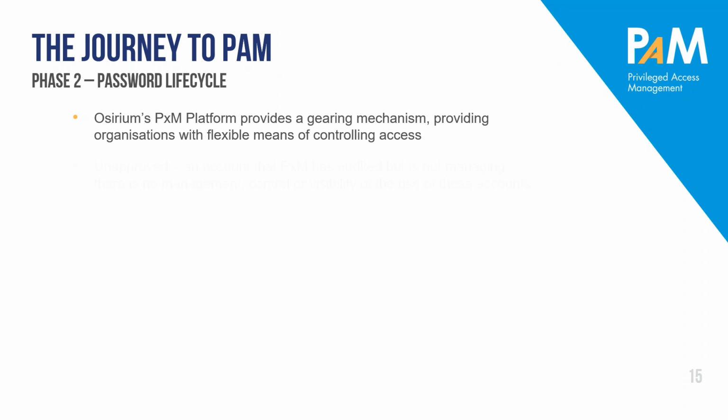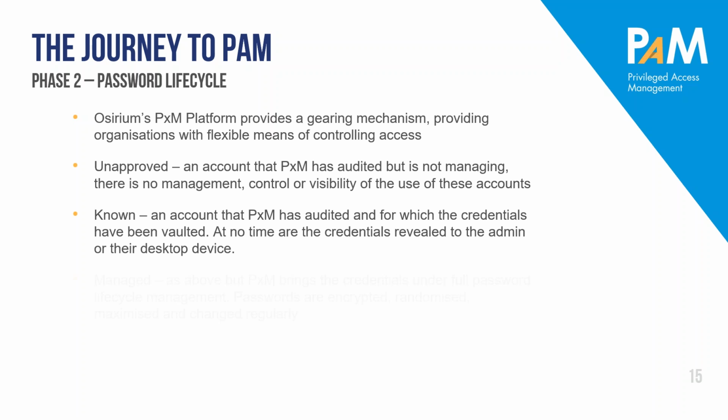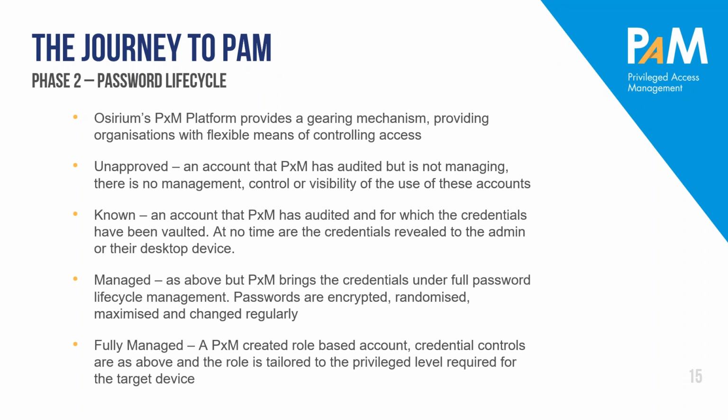Once you've done that, we start looking at the password lifecycle. Now, this is a standard function of PAM solutions, but Osirium takes this a real step further. One of the concerns organizations have around PAM is if it's a machine talking to our servers and the machine knows the passwords, what happens if the machine goes wrong? Because it's like the Terminator movies. Like at some stage, the machines are going to go wrong and start shooting everyone. So everyone has this concern. So we understand that, and as a result, Osirium has a gearing mechanism.